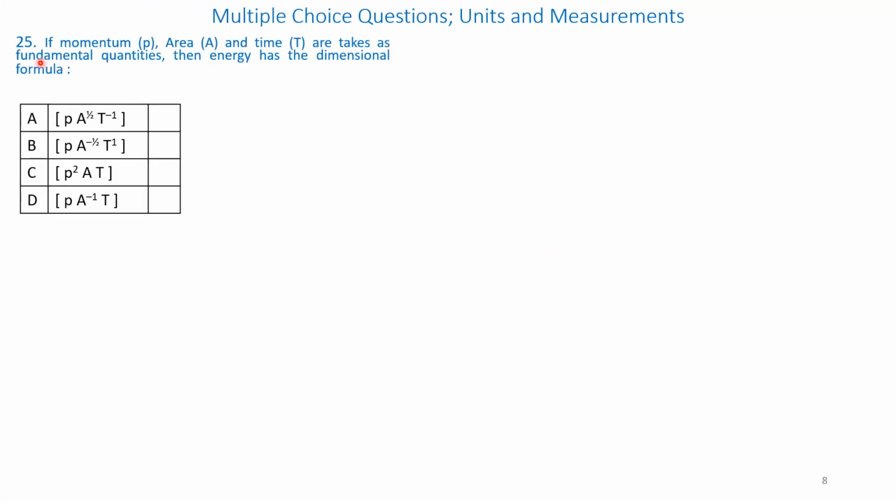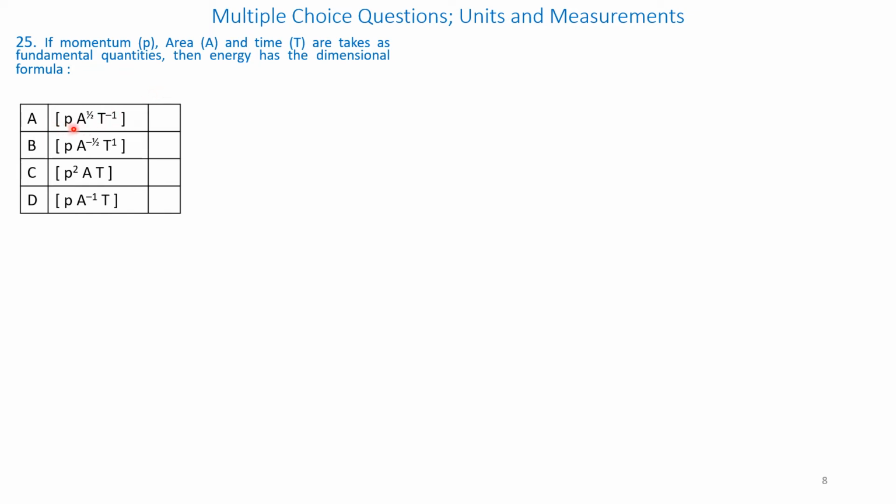Question number 25. If momentum P, area A, and time t are taken as fundamental quantities, then energy has the dimensional formula. We have to find the dimensional formula for energy, taking momentum, area and t as fundamental quantities. So four options are given.